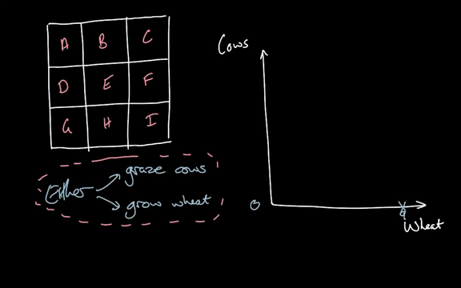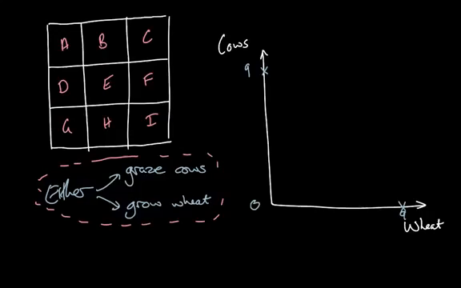Obviously, there's the other extreme as well, where he uses all of his fields for cows and doesn't grow any wheat at all. And that would then give us a point up here where we would have 9 fields being used for cows. So we would have 9 units of cow production, I suppose, but we would have no wheat because none of the fields are being used for wheat.